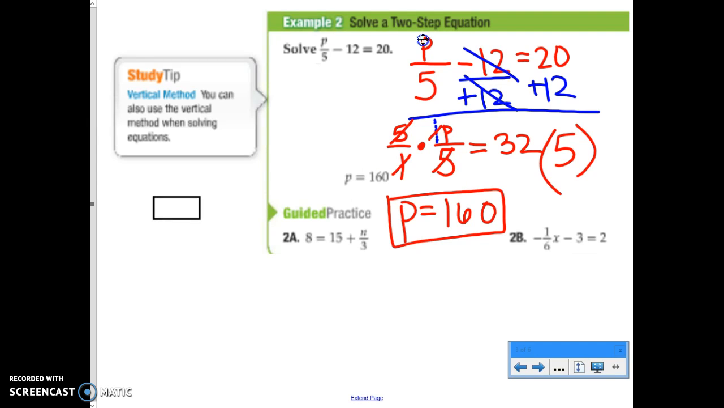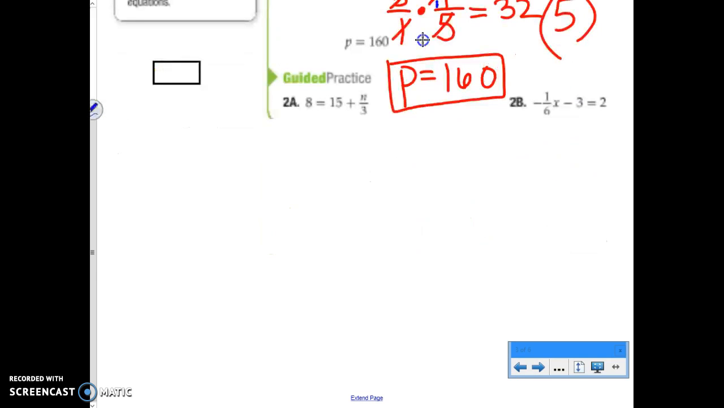Remember again that you can take your time, plug 160 back in for p, and you'll find that you'll get the correct answer. Let's do one more down here at the bottom. All right, so let's do maybe 2b. So I have negative 16x minus 3 equals 2.